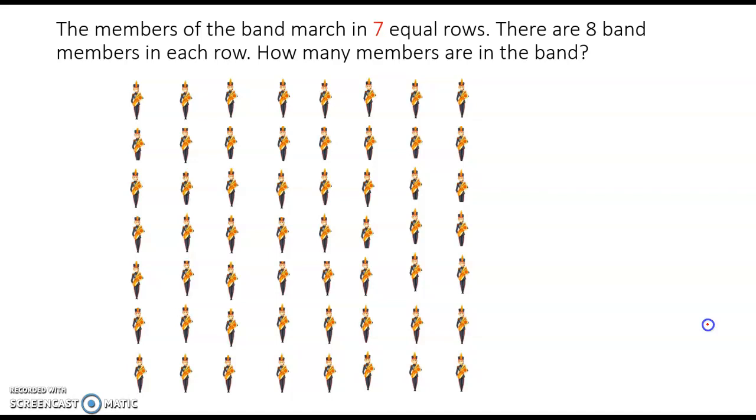All right, I've changed the problem a little bit. So before there were 6 equal rows, now there are 7 equal rows. We're still finding how many members are in the band. There are still 8 band members in each row, but instead of 6 rows like there was before, there are now 7 equal rows. So before we did 6 times 8, now we're doing 7 times 8.